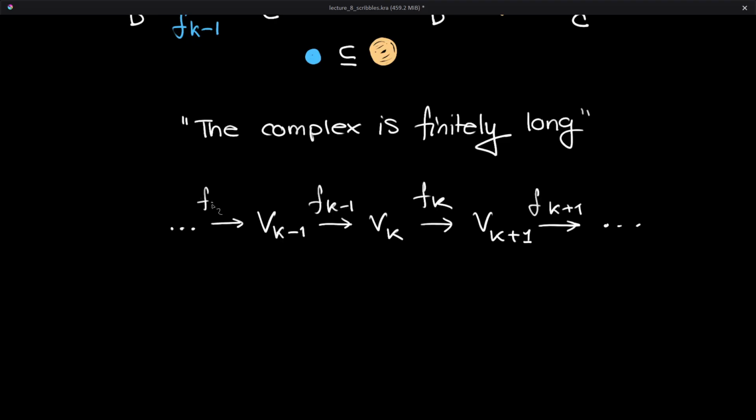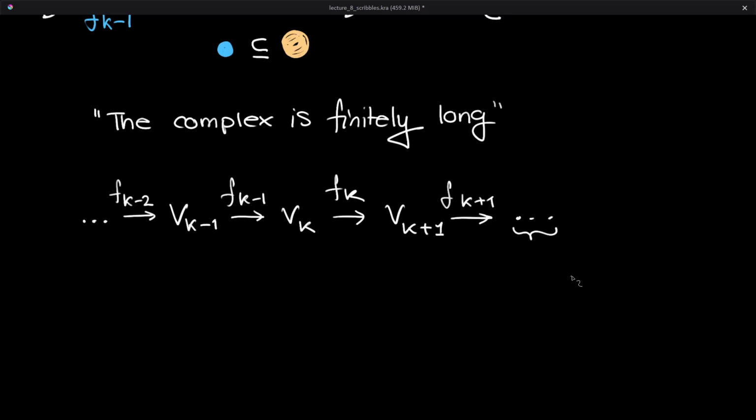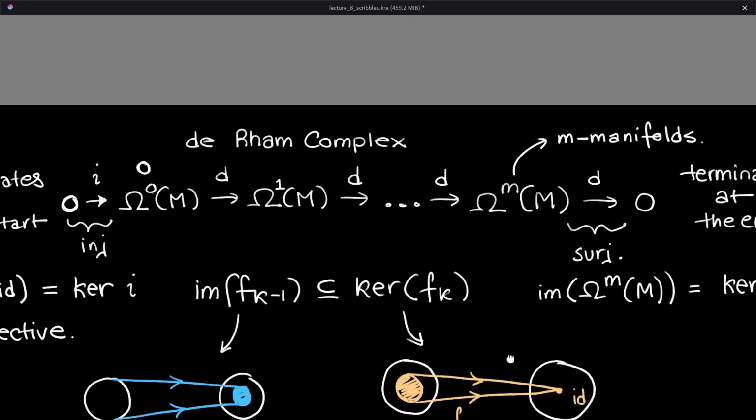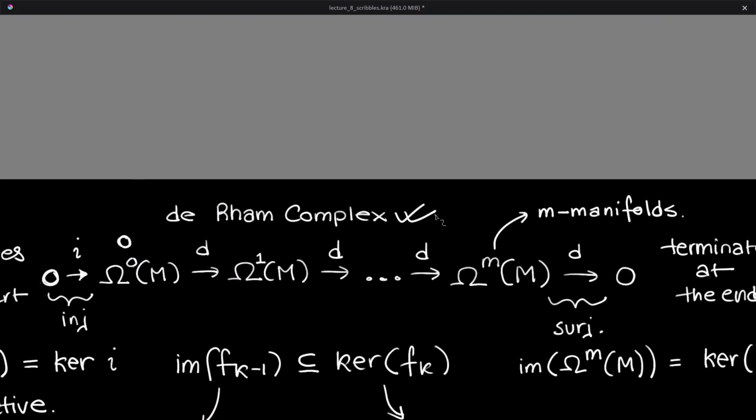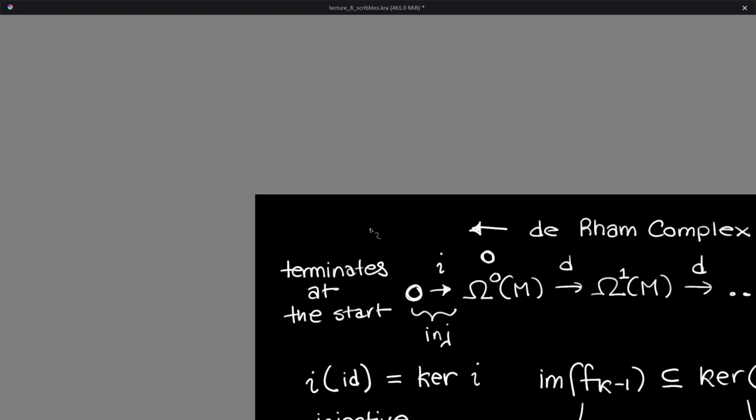This would be F_{k-2}, right? So in general, these dot dot dots, or these ellipses, mean that it could be infinitely long. It could never end. But the idea is that the de Rham complex, I'll write it here, is finite. And we expect it to be finite because we want there to be at least 0-forms and at most m-forms, right? So this makes sense that the de Rham complex is finite. So now we can go back to the main recording.